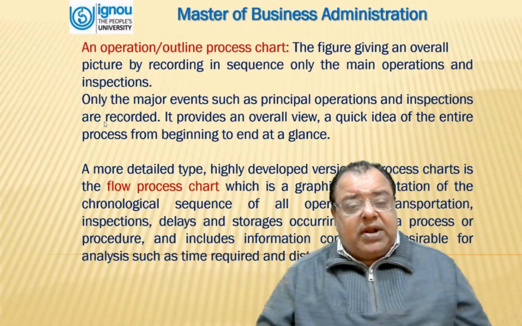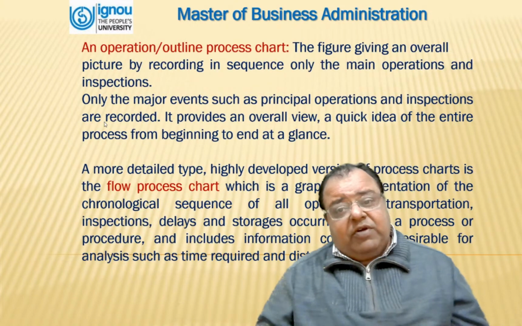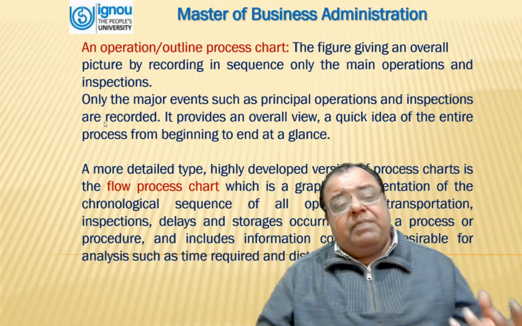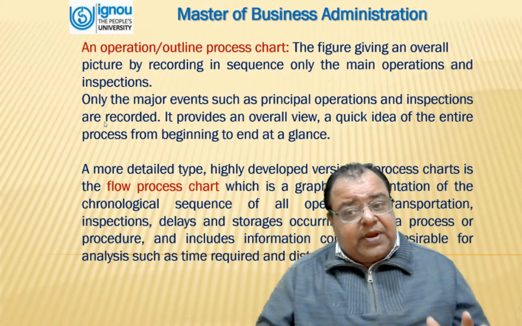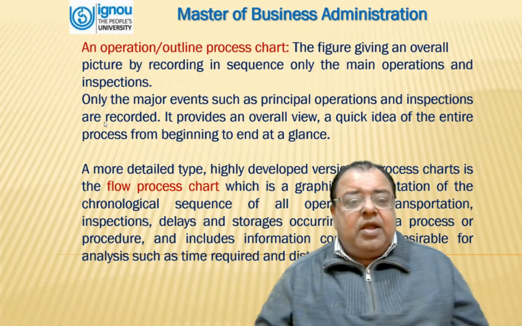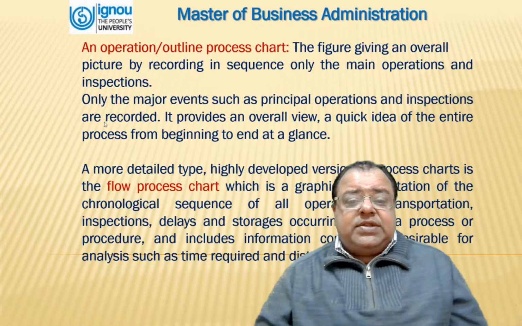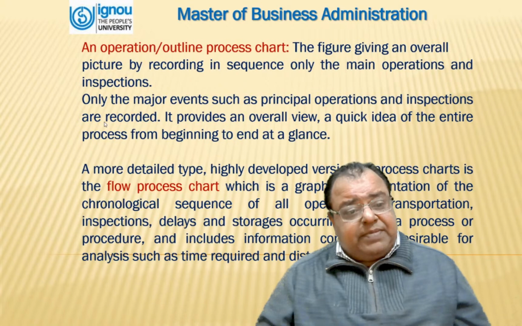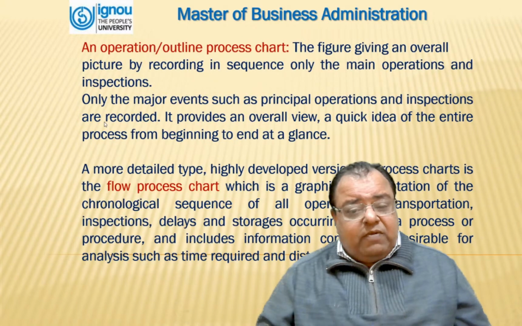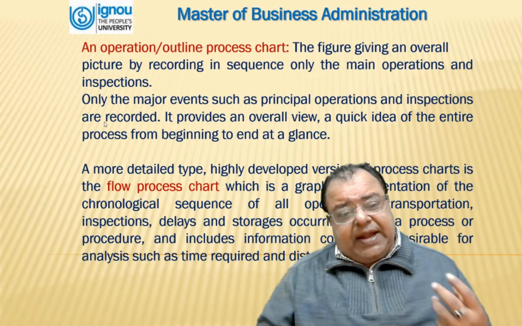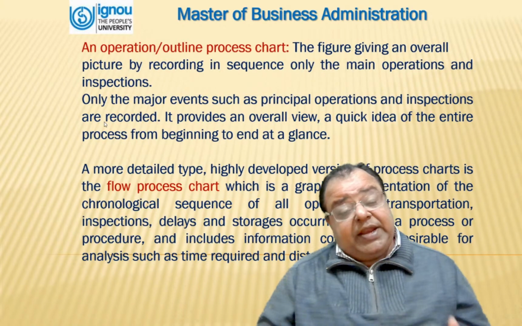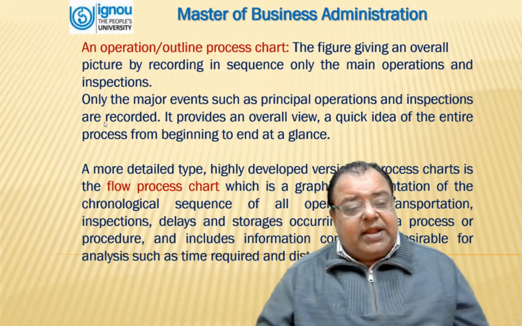An operation outline process chart. The figure we have seen gives an overall picture by recording in sequence only the main operations and inspections. Only the major events such as principal operations and inspections are recorded. It provides an overall view, a quick idea of the entire process from beginning to end at a glance.